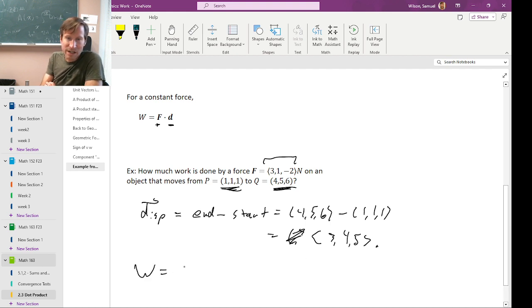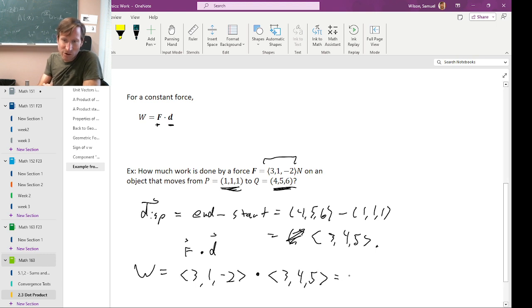So our work is, remember, work is force dot displacement, or displacement dot force, either way. Our force is <3, 1, -2> and our displacement is <3, 4, 5>. And so 3 times 3 is 9, plus 4 times 1 is 4, minus 2 times 5 is 10. So let's see, 13 minus 10, 3. And this is in joules, right?